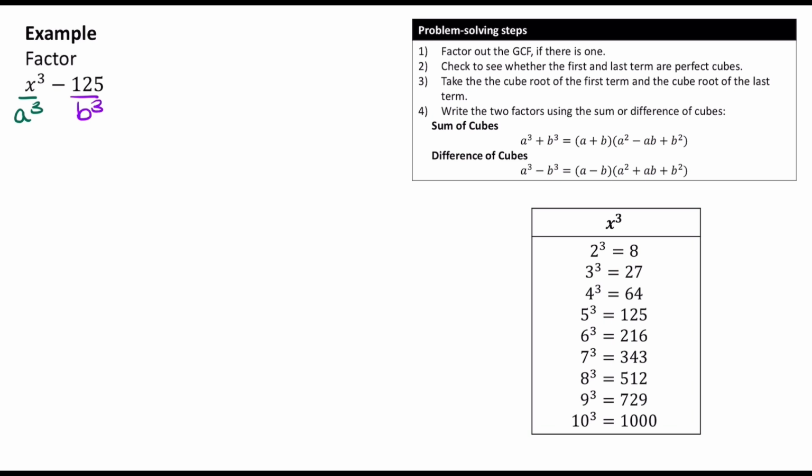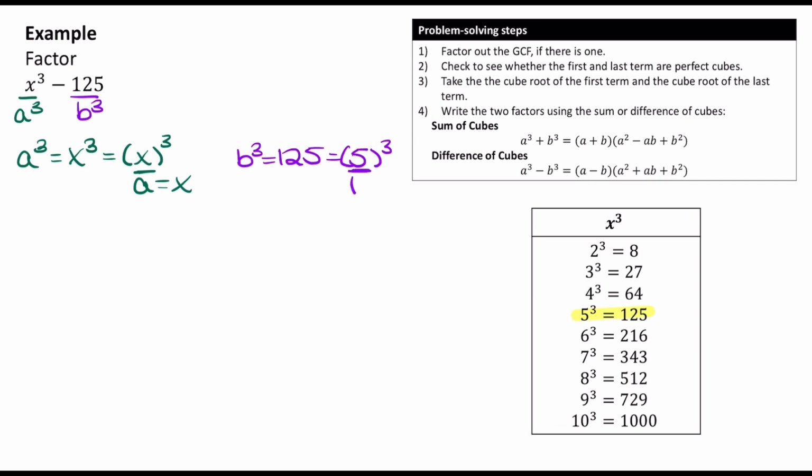So let's figure out what the values of a and b are. We have a cubed equals x cubed. So I'm going to figure out, well, what raised to the third power is going to be x cubed? Well, we know that x raised to the third power is x cubed, so that means a is going to equal x. Similarly, let's say b cubed is 125. So I need to figure out what raised to the third power is equal to 125. Well, I can use my chart to help me out with that. You can see here that it tells me 5 cubed is equal to 125. So I'm going to say 5, and that's going to be the value of b. So b is going to equal 5.